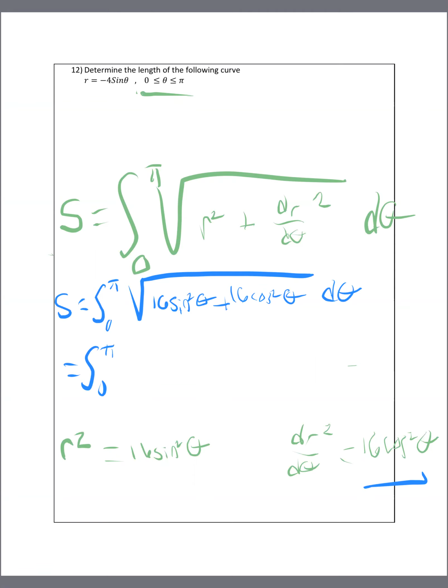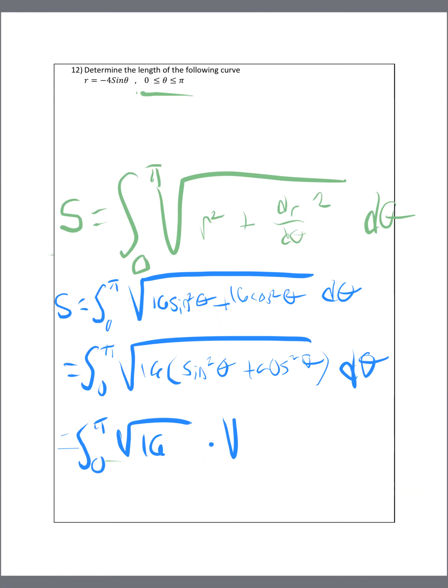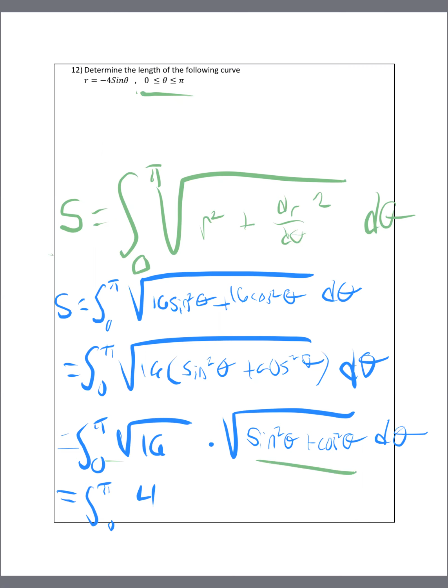So I'm going to move the 16. Oh, maybe this is easier. I'm going to factor out a 16 from these two terms, right? And what you can do with radicals is split them apart. So now I'm going to write this as the square root of 16 times the square root of sine squared of theta plus cosine squared of theta, which is just equal to 4. But I do have a question. Does this identity look familiar to you guys at all, or no clue?